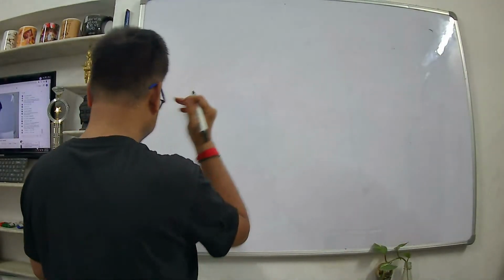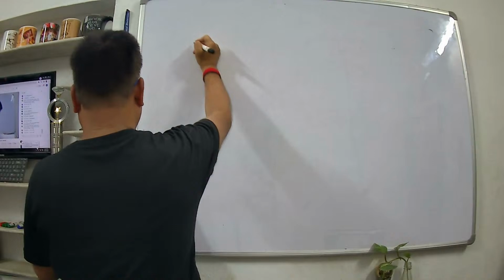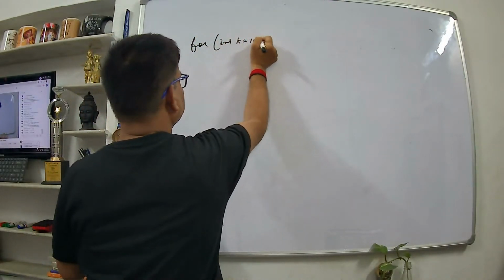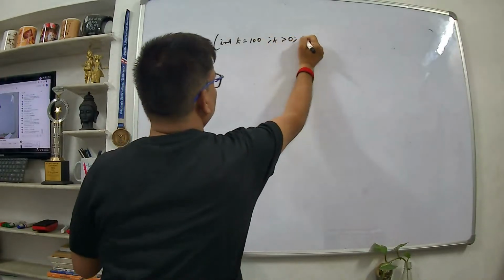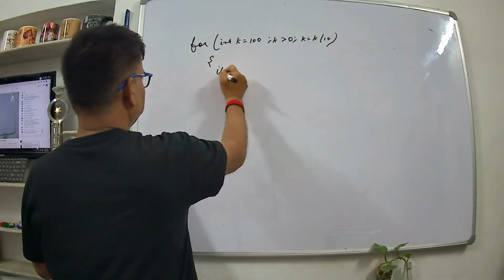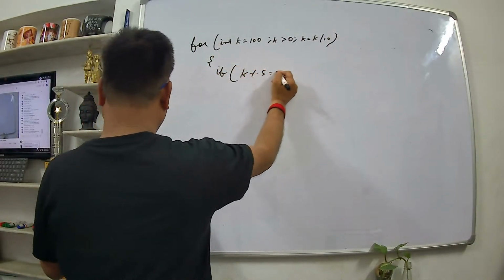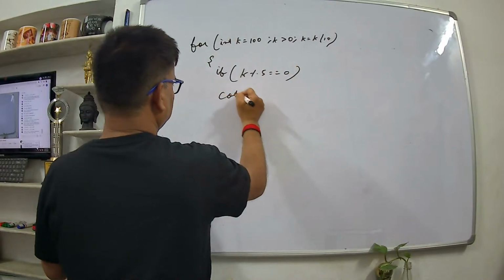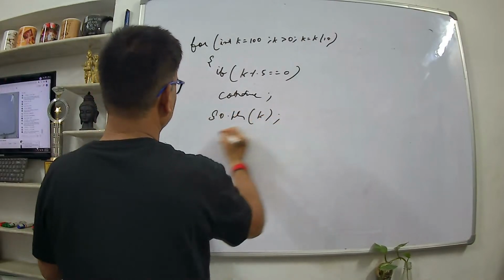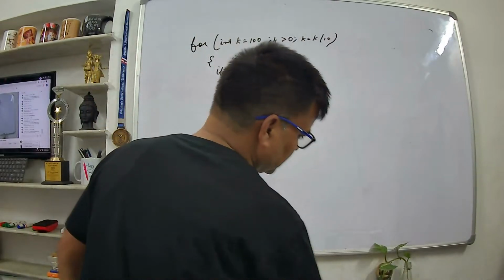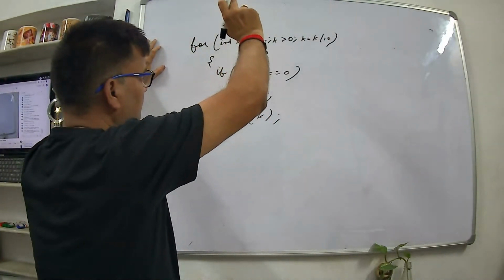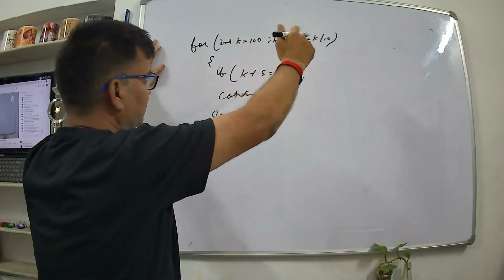Okay. Here's a question: for int k equal to 100, k greater than 0, k equal to k divided by 10. It says here if k modulus 5 equals 0, continue, system dot out dot println. Now the question is how many times the loop will execute. For k equal to 100, k greater than 0, k equal to k divided by 10.